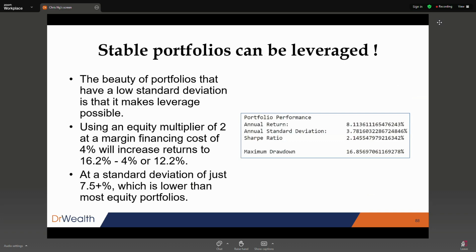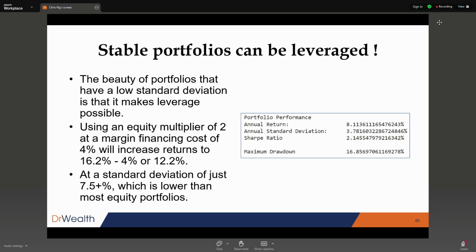All right, so once again, the returns are humble, but if you're willing to use leverage, if you were to double the amount of money in your portfolio at a financing cost of 4%, you could be getting returns of up to 12.2%. And the standard deviation is like 7.5, which is lower than many equity portfolios.